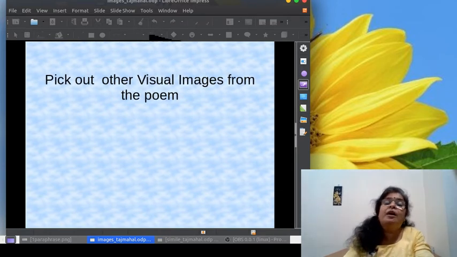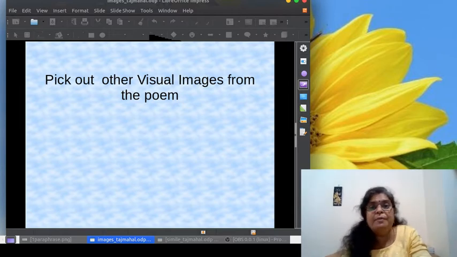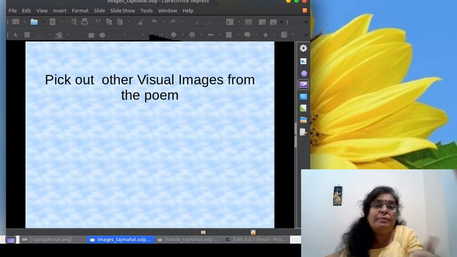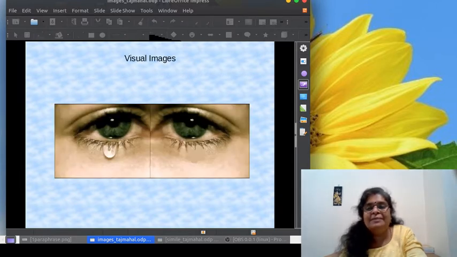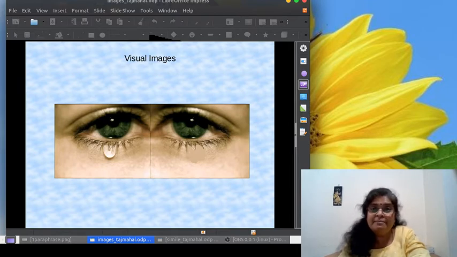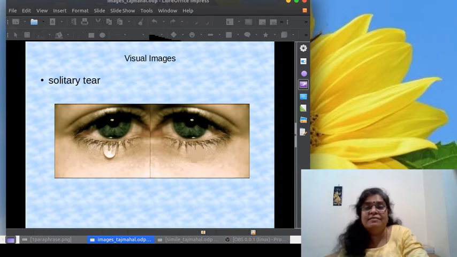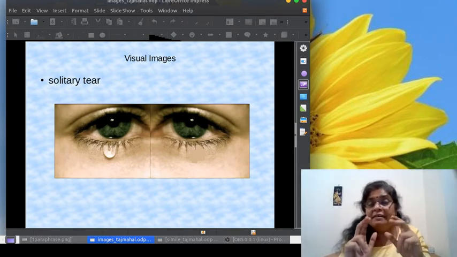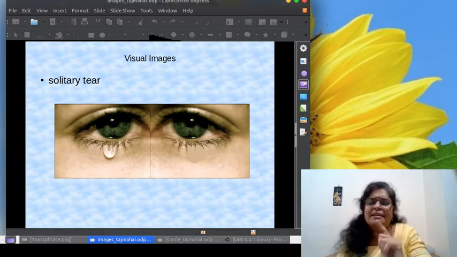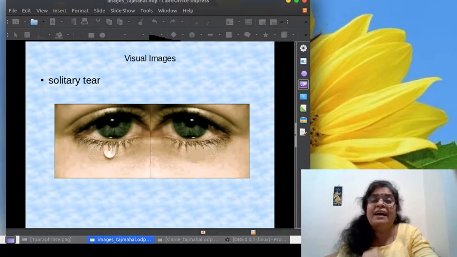So, can you pick out some other visual images from the poem? Pause the class and read the poem. I think you can find some visual images from the poem. Okay, this is another visual image. Can you find the line from the poem? Yes, what is that line? It is "solitary tear." When we read those words, we can imagine this picture. A solitary tear, only one tear in one eye, that is.